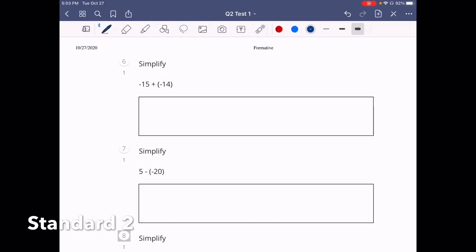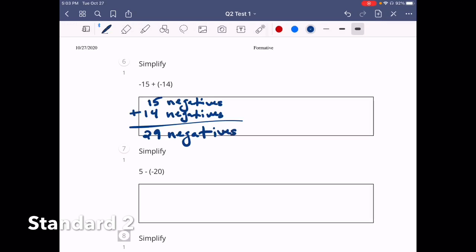I have 15 negatives, and I'm going to add 14 negatives. So I'm going to get 29 negatives. Okay, so I have negative 29. If you want to think of this as a number line, again, we would start at negative 15 and then we would go 14 to the left. And that would get us to negative 29.